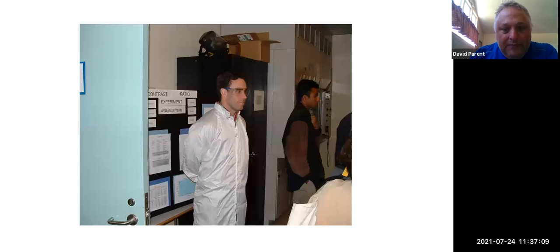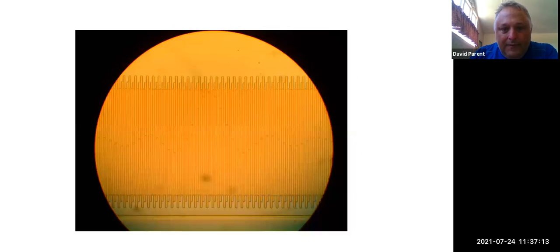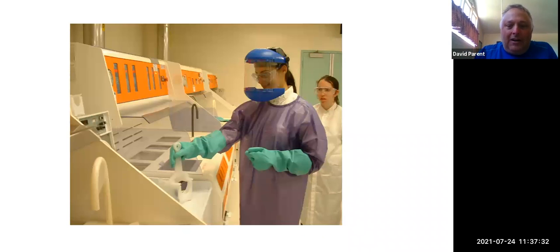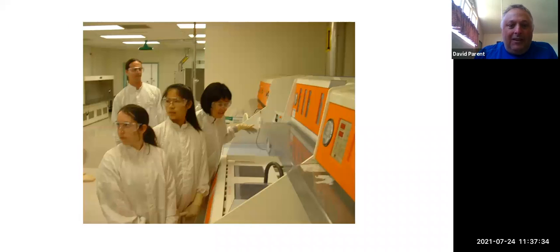But this was an interesting device where these are all switched capacitors, and this is the impulse response of the filter. And when you send the signal through, it actually acts like a low pass filter. More wet benches. This is the former dean.